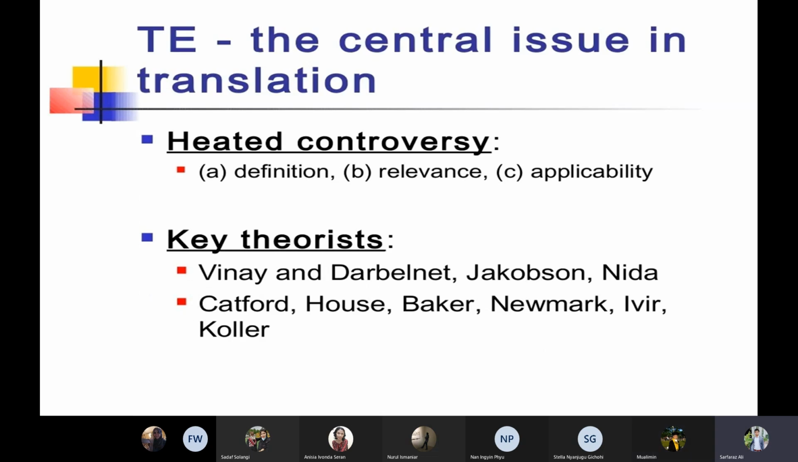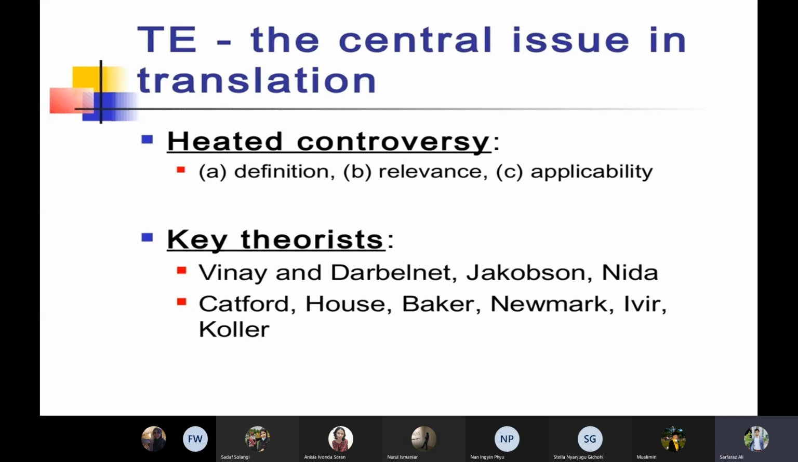So the central issues in translation are presented by different scholars who raise their voices in different manners. Some of them give different definitions, relevance, and applicability. The key theorists who give their theories about equivalence in translation are Vinay and Darbelnet, Jakobson, Catford, House, Taber, Newmark, and Koller. All of these presented their different theories.